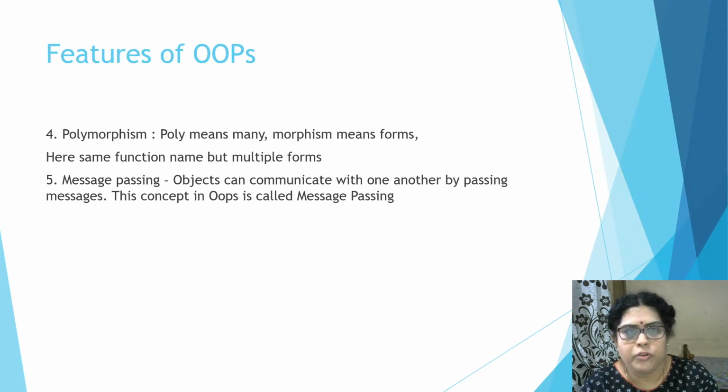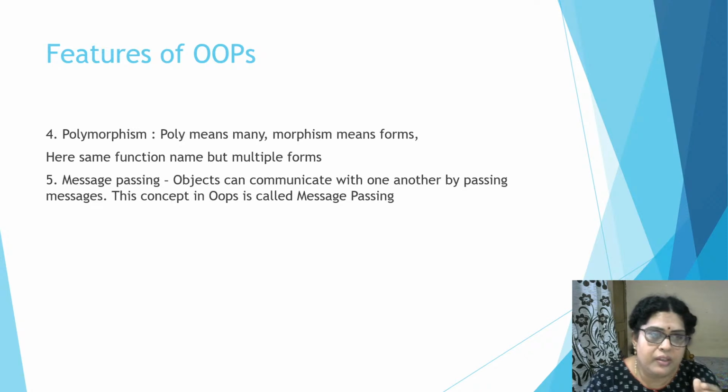Polymorphism: poly means many, morphism means forms. Here the same function name has multiple forms, so the same function name is used.